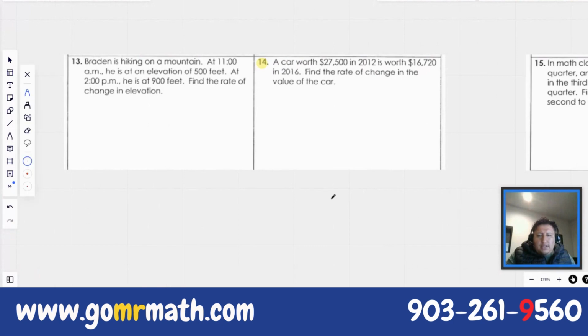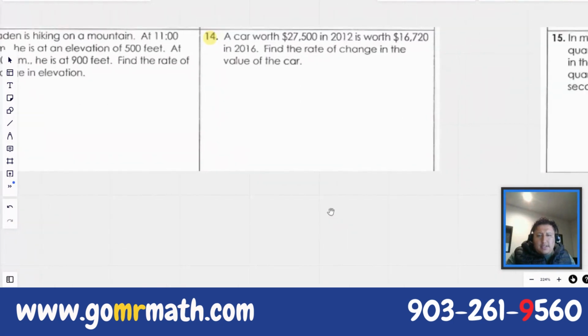We got 14. It says a car worth 27,500 in 2012 is worth 16,720 in 2016. Find the rate of change in the value of the car. So it's logic, right? 2012 we have one price, 2016 we have a different price. So if we check the previous exercises, we can build our own table, or at least think into the same concept that we have the years on X and the values on Y.